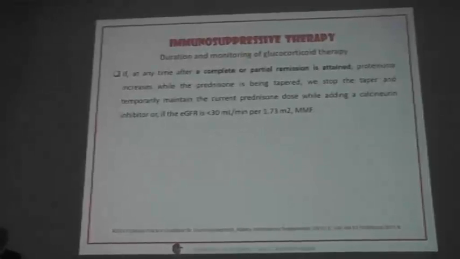What should we do regarding the duration and monitoring of patients on glucocorticoid? After complete or partial remission has been attained, if proteinuria increases while the prednisone is tapered, then we stop at this dose and initiate again from the beginning. For example, if you start with 80 milligram and the patient upon tapering starts to relapse, then we resume the initial dose for the assumed period, for example 12 weeks or more, then we taper again.